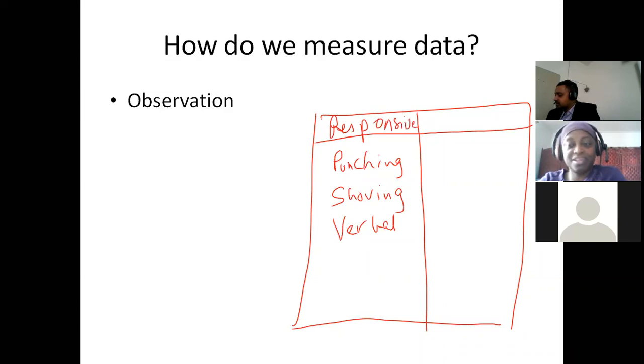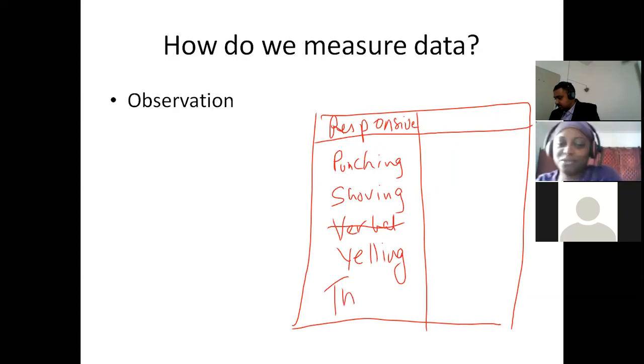Yeah. Yelling. So I'm going to scratch out verbal. I'm going to say yelling, swearing, and it fits all of that. So we will say throwing things: forks, knives, cups. Those who are mobile enough with the motor skills, right, throwing stuff for people who can do it.